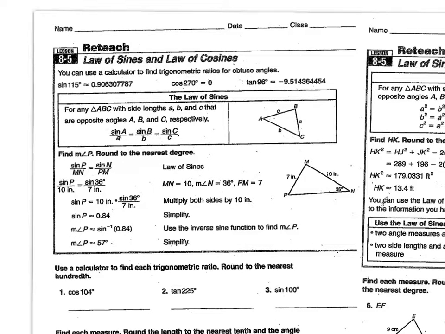Okay, so this is section 8.5, and the name of the section is the law of sines and the law of cosines. This section is one of those sections that not many people would be able to tutor you on, because it's one that teachers usually skip and don't cover. But it's not that complicated.